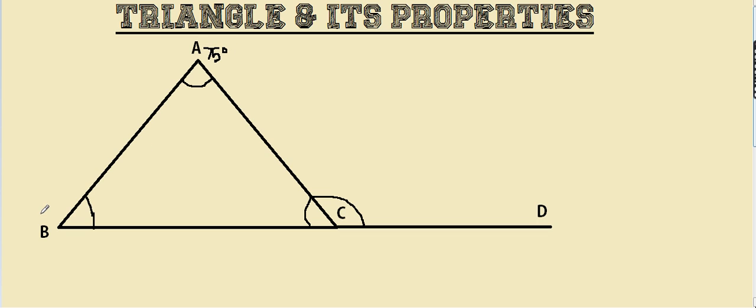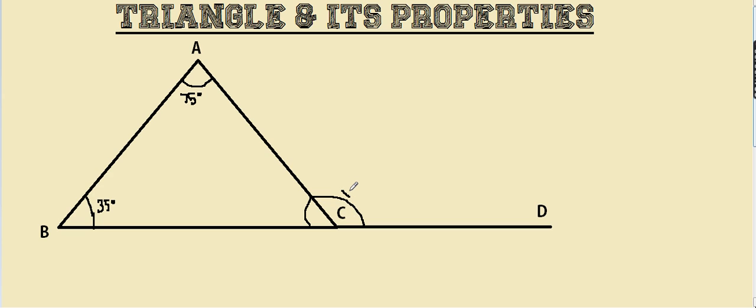How will you proceed? I will write the angle value inside the triangle, not outside. Angle A is 75 degree, angle B is 35 degree, and suppose I name the exterior angle as X, and I am supposed to find the value of X. How am I going to do that? Remember children, there are some theorems in geometry which you have to abide by.